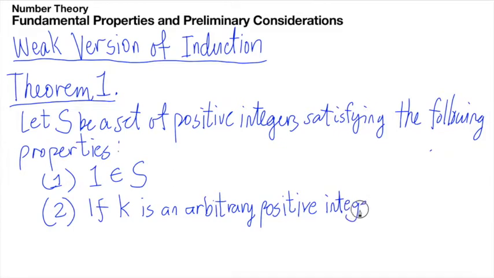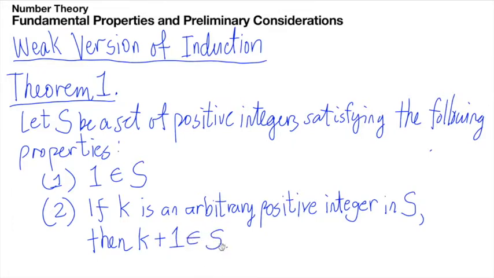in S. So k is an arbitrary positive integer in S. Then, if that happens, we can say that k plus 1 is also in S. So if these properties hold, then we can say that this S is equal to all positive integers, or all natural numbers.